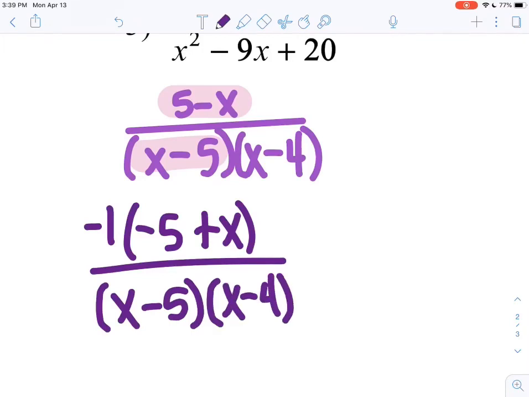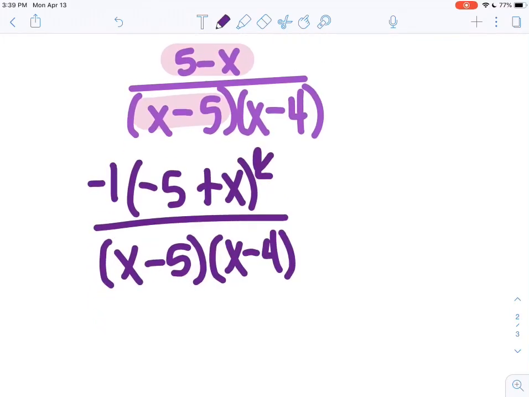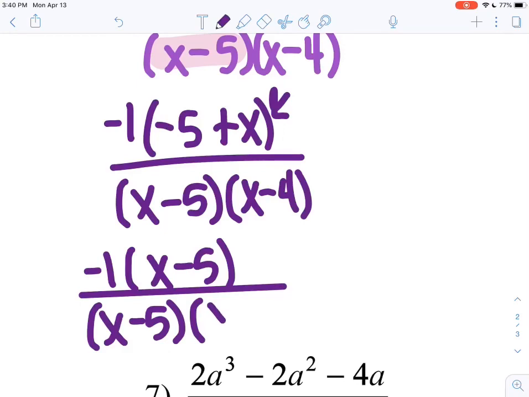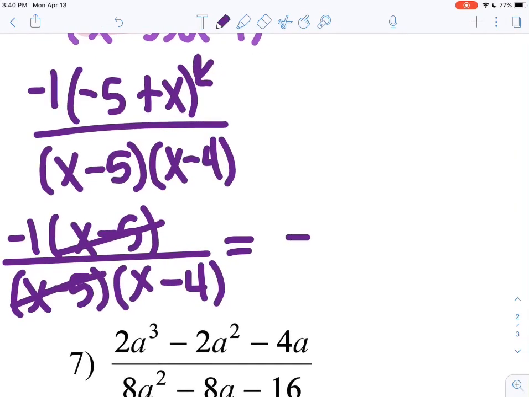Well, think about it. If I rearrange this, how could you make that look different? I can make this look like x minus 5, right? So I'm factoring out the negative 1. I changed the signs, and now the x minus 5 matches the x minus 5 in the denominator, and they're fair game to cross out completely. So then my final answer would be negative 1 over x minus 4.